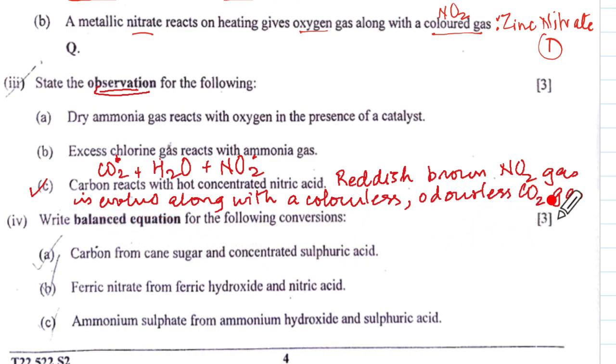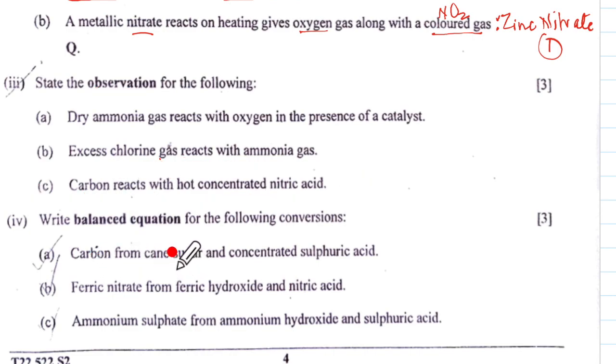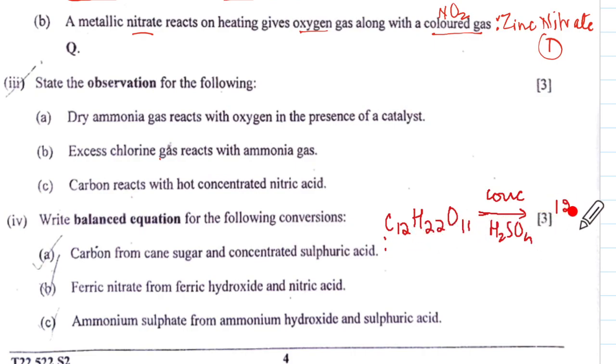We come to the balanced equations. Carbon from cane sugar and concentrated sulfuric acid. So what is our cane sugar? Cane sugar is C12H22O11 in presence of concentrated sulfuric acid. It is going to give us 12C plus 11H2O. Okay, so that is our A reaction.